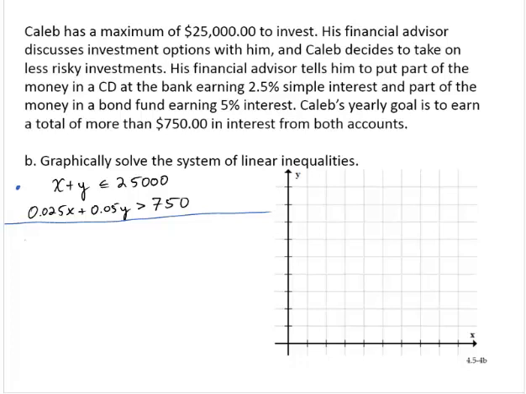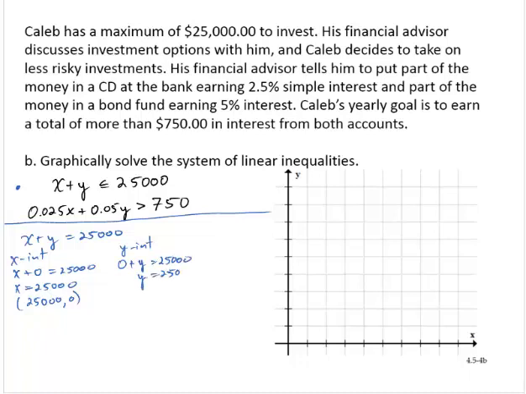Alright, so let's use intercepts. If we think equals, we have X plus Y equals 25,000. If I let Y equal 0, let's find the X-intercept. So then we'd have X plus 0 is 25,000. So then X is 25,000. So then we have the ordered pair 25,000, 0. Let's find the Y-intercept, letting X equal 0, I'd have 0 plus Y equals 25,000. So then Y equals 25,000. And so we have the ordered pair 0, 25,000.